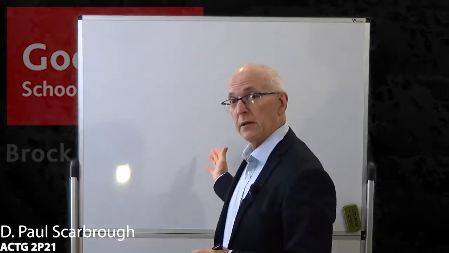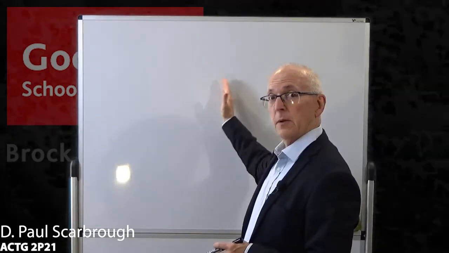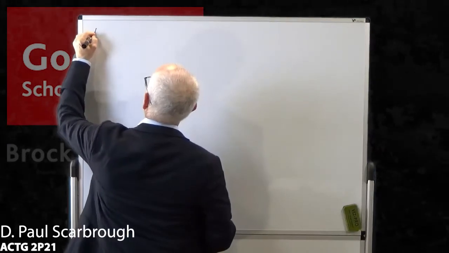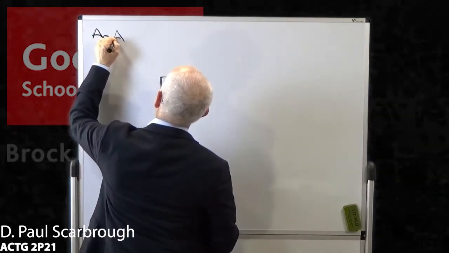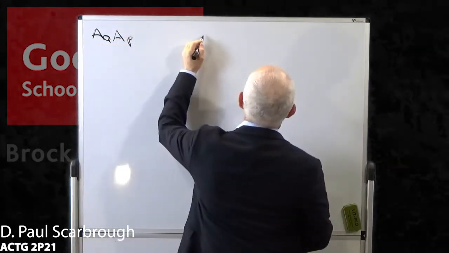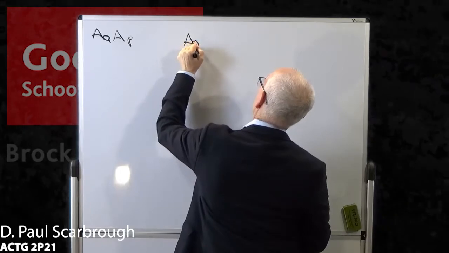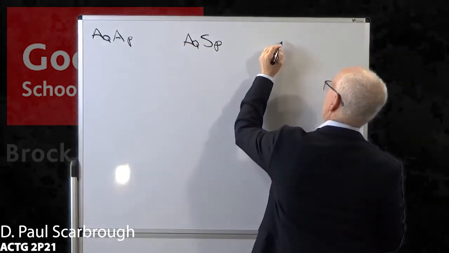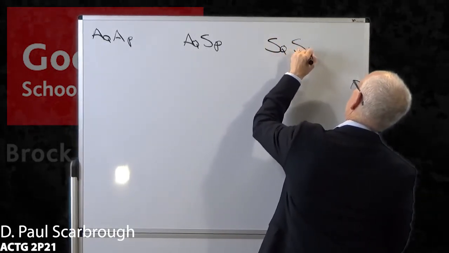Remember, we're looking for three columns here. We have the actual column, the flexible budget column, and the standard cost column. So the actual column is always AQ times AP. The flexible budget column is AQ times SP, standard price. And the standard cost column is always standard quantity times standard price.